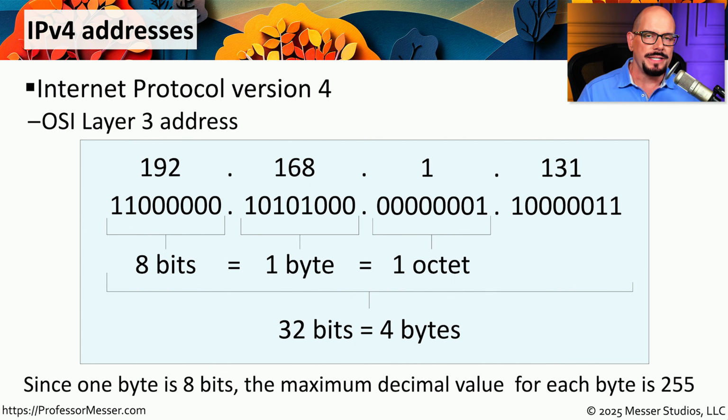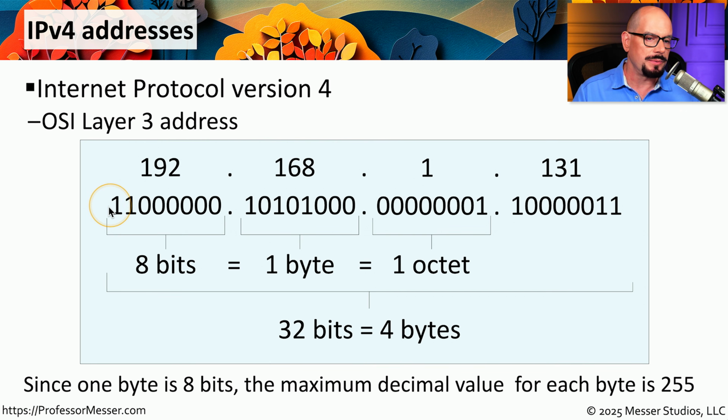IP version 4 is a 32-bit address. There are 32 ones and zeros that work together to create that IP version 4 address. From a human perspective, it's easier to represent this in a decimal form, and we represent it as 4 separate decimal numbers. For example, on this address, we have 192.168.1.131, and all of those together make up the IPv4 address.